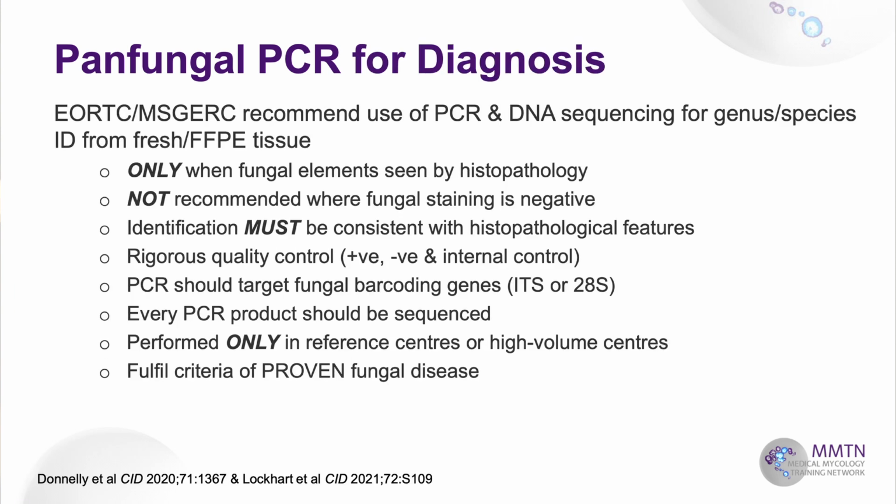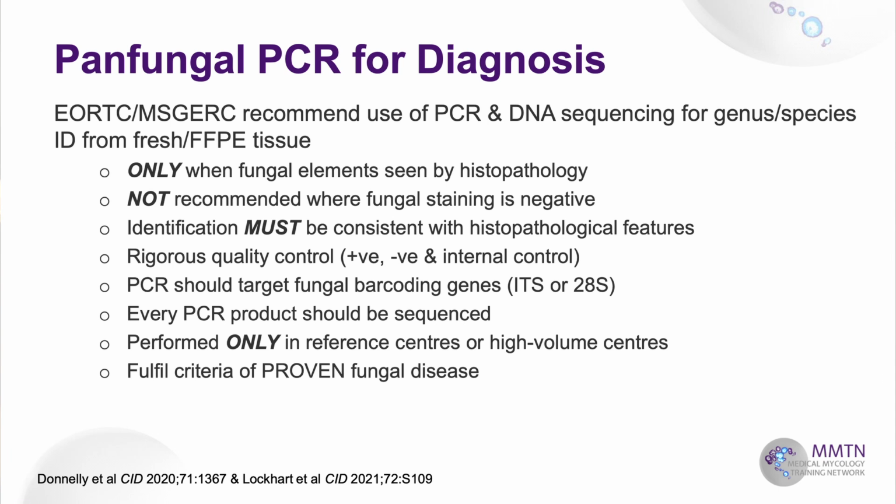So in 2020, the EORTC did incorporate pan-fungal PCR and recommend the use of PCR and DNA sequencing in detecting and identifying fungi from formalin-fixed and fresh tissue samples, but they do make a couple of really important recommendations. You really should only perform it when histopathology is actually positive or microscopy is positive. It's not recommended if it's not the case. Identification must be consistent with the histopathological features. You must have rigorous quality control. So negative controls, positive controls, but also controls to check that there's actually DNA there to begin with.